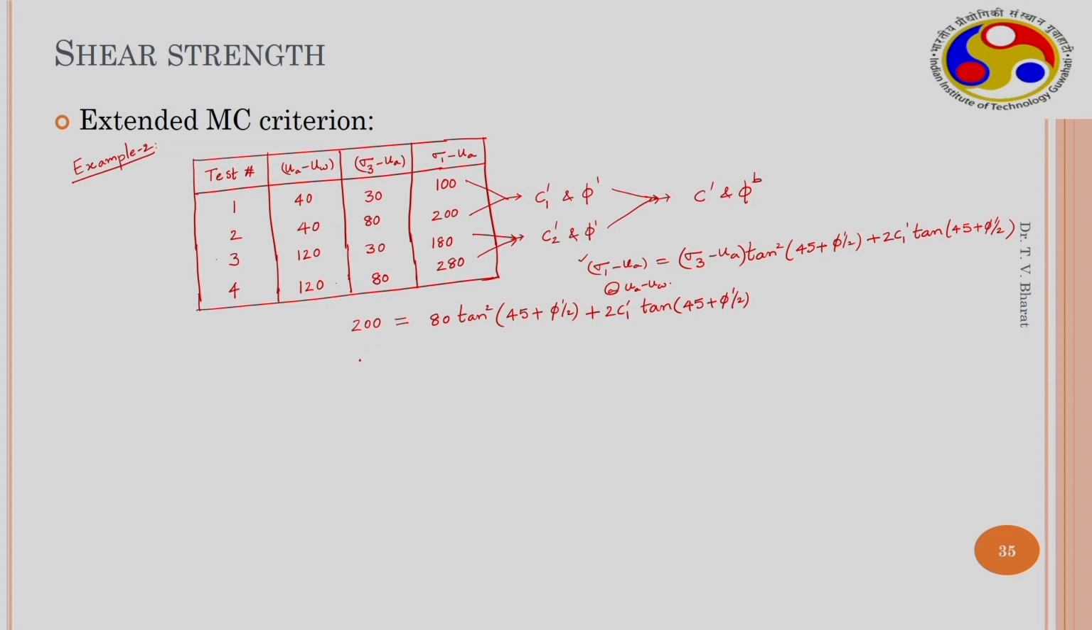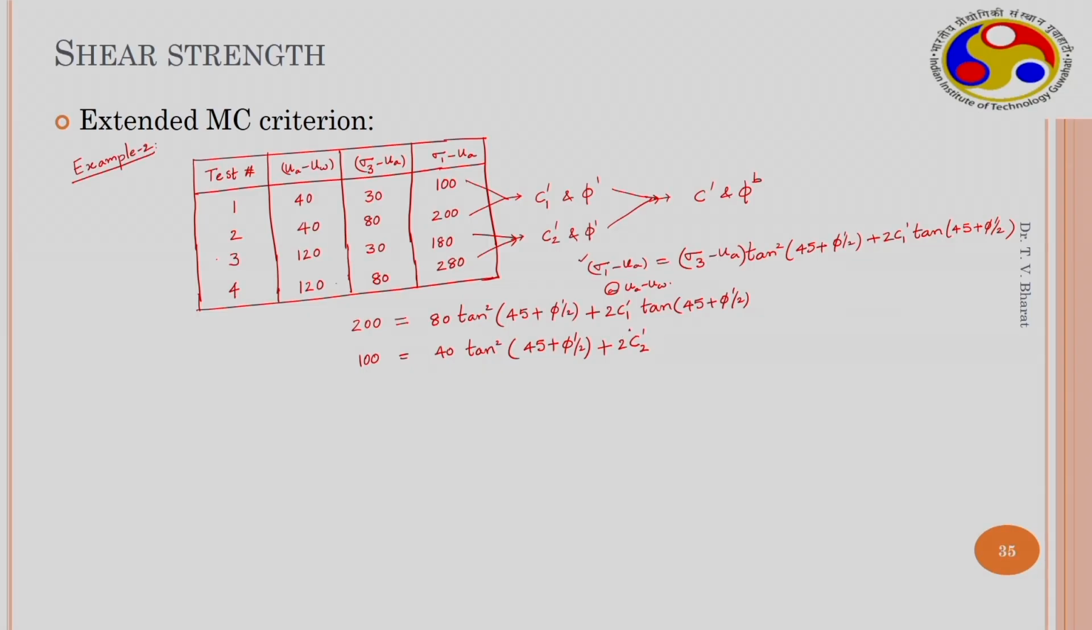From the first test, this is 100 equals 30 tan square 45 plus phi dash by 2 plus 2C2 dash, because this is conducted at one particular suction, which is not same as the suction value which is used in the first two test data. First test, sorry. Here this is C1 dash because this is conducted at the same suction.